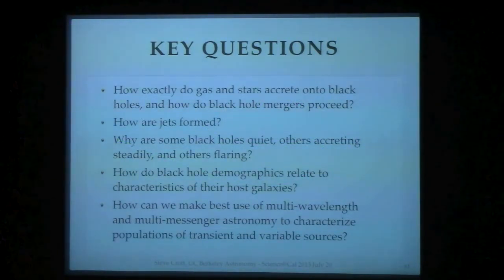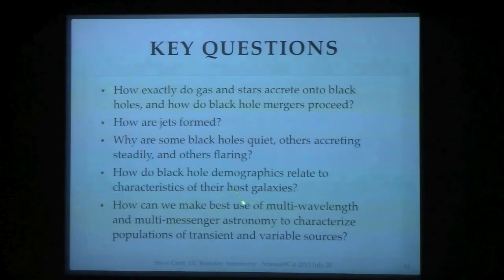How does that connect to the jets that are flowing out? Why are some black holes just sort of sitting there and not doing very much, and others are steadily accreting, others are flaring as they're swallowing stars, or the accretion rate is changing? When you do a census of black holes, how do they relate to the galaxies that they find themselves in?